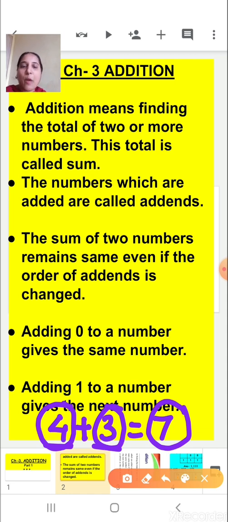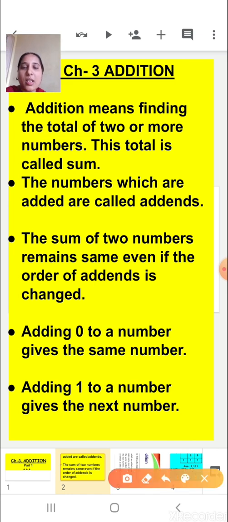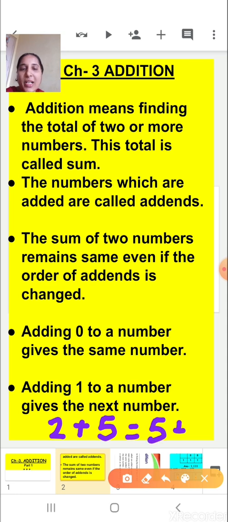Okay. Now point number 3: the sum of two numbers remains the same even if the order of addends is changed. So suppose I write 2 plus 5, or I write 5 plus 2. What will I get? 2 plus 5, I will get 7, and 5 plus 2, I will also get 7. So you may say the order may be changed, but the sum will remain the same.